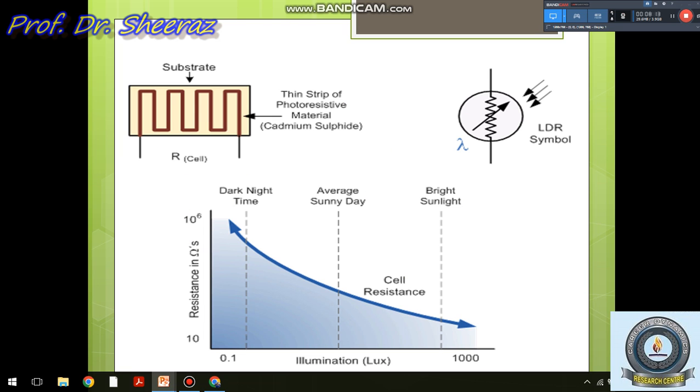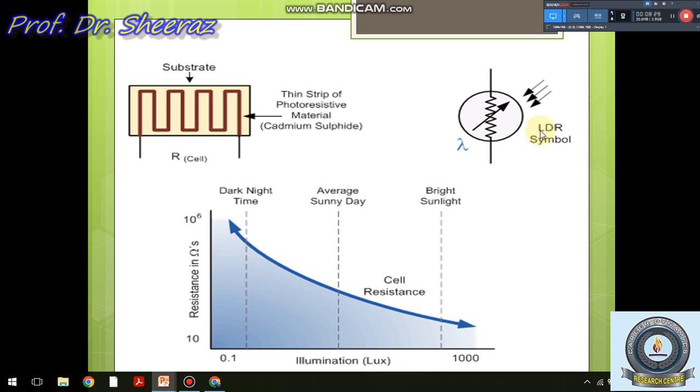Now this is the basic arrangement of how an LDR is connected. In the LDR symbol you can see that there are 3 arrows, whereas in the case of the photodiode, we have 2 arrows. So this is the basic difference between the diagrams. Similarly, there is a variable resistance connected in the symbol.